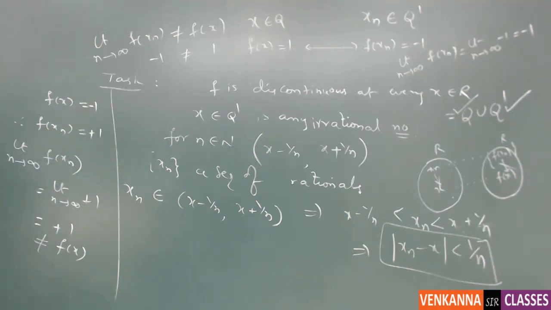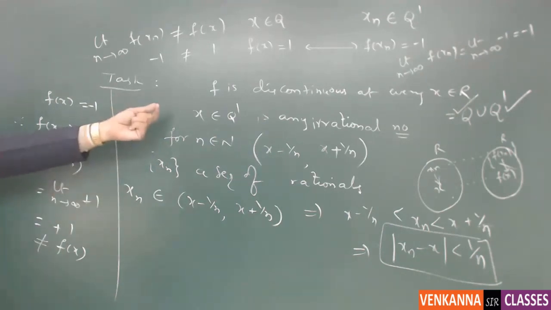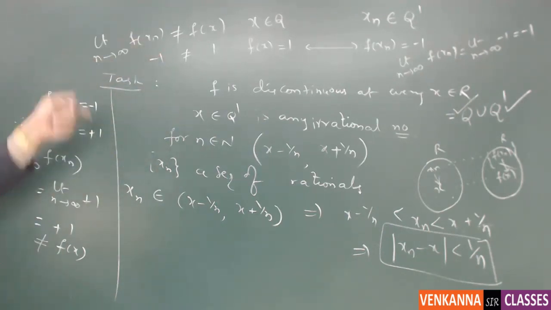So no change at all. Just change rational to irrational, plus 1 to minus 1 in the proof, and the same thing will come. Earlier you proved that f is discontinuous at every rational number. Here you proved that f is discontinuous at every irrational number. Hence, f is discontinuous at every real number. That is the conclusion of the problem.